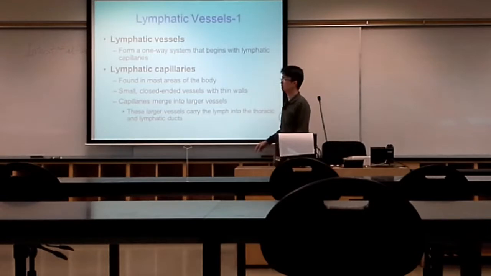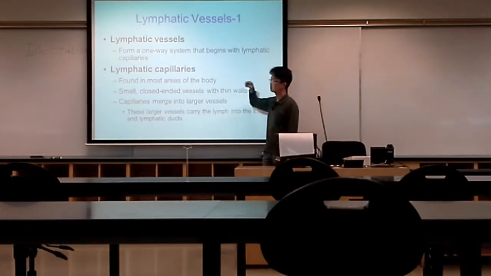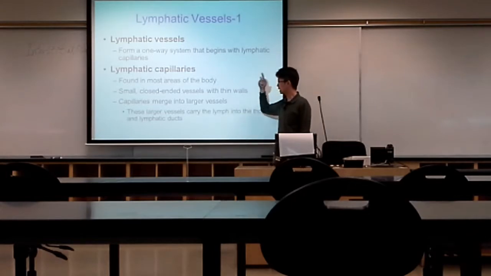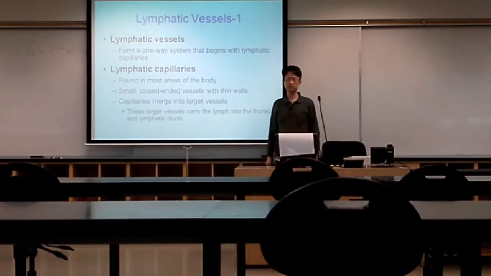And the lymphatic vessel, as I told you, is a one-way system. The reason is that they have one-way valves. In the later slides, I will show you the one-way valve in one of the pictures. Lymphatic capillaries are found in most areas of the body. They are closed-ended vessels. Unlike our cardiovascular system, where blood vessels have no closed end, it's all connected. It's circulatory.